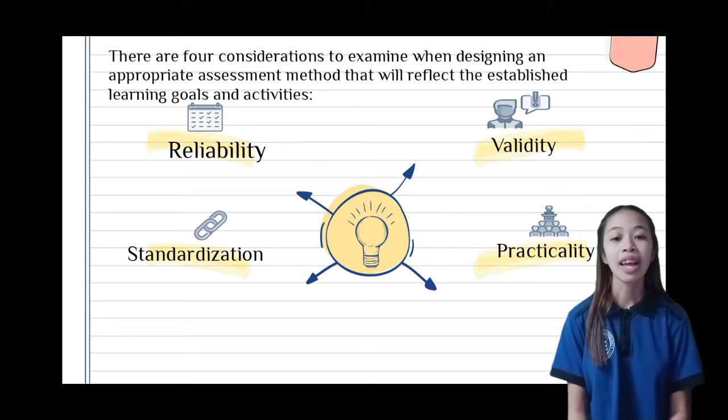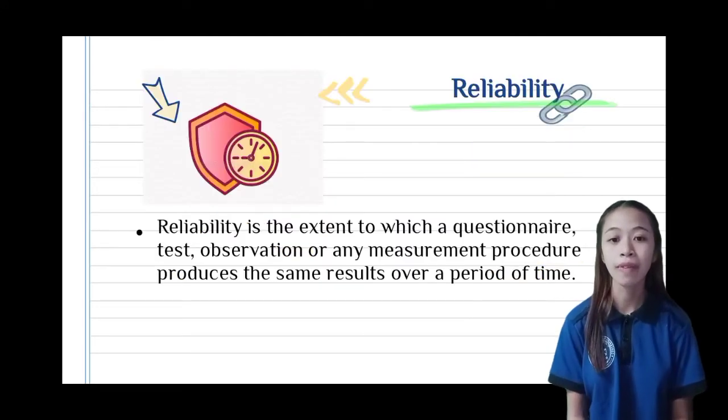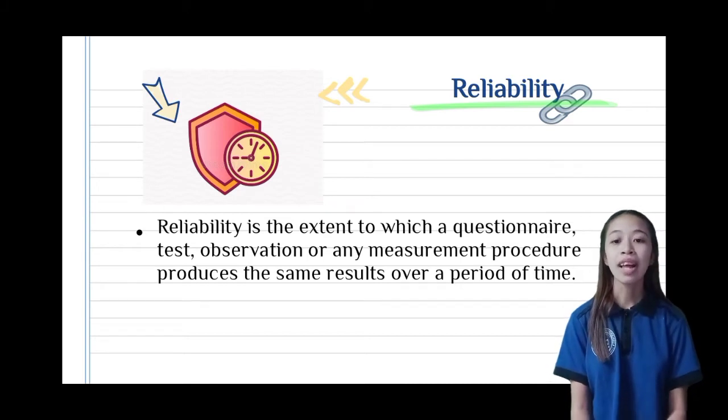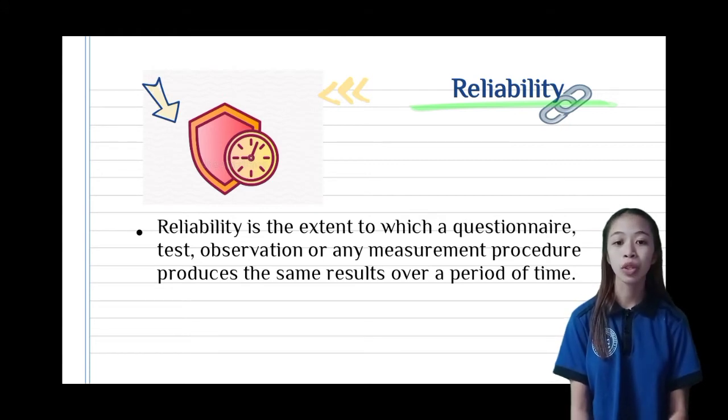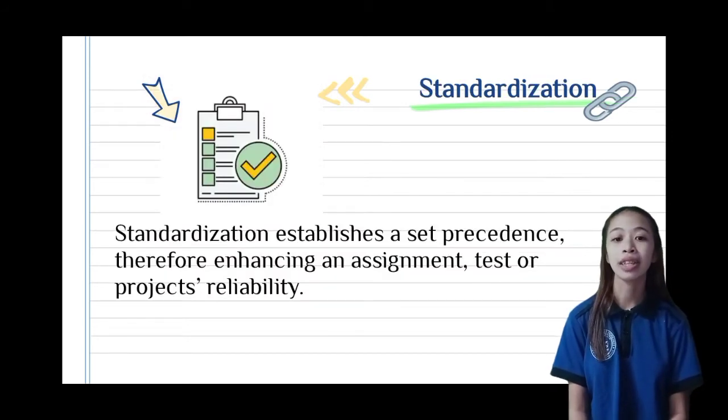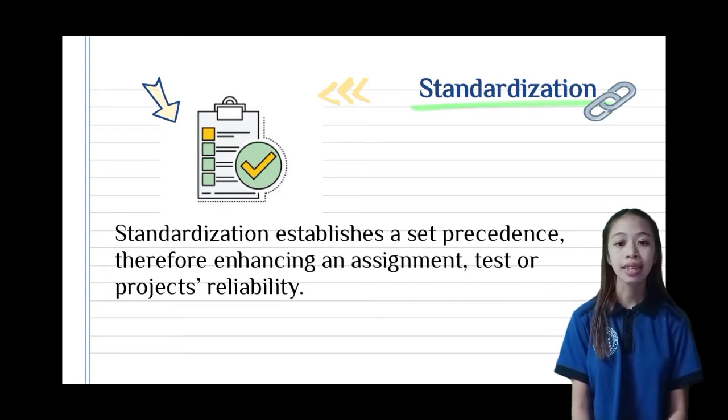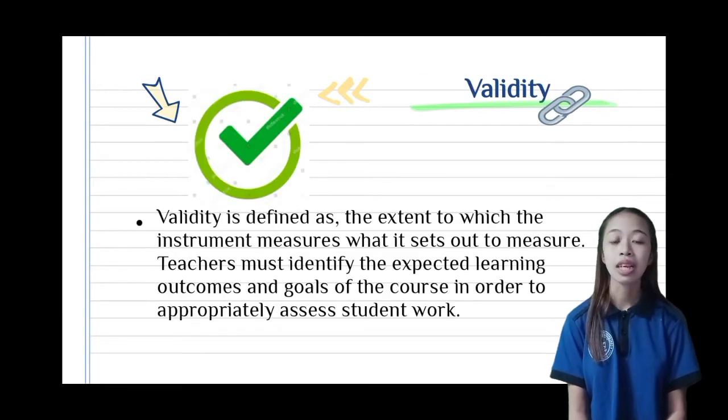These are reliability, validity, standardization, and practicality. Let me define reliability. Reliability is the extent to which a questionnaire, test, observation, or any measurement procedure produces the same result over a period of time. And when we say standardization, it establishes a set of precedents, therefore enhancing an assignment, test, or project's reliability.